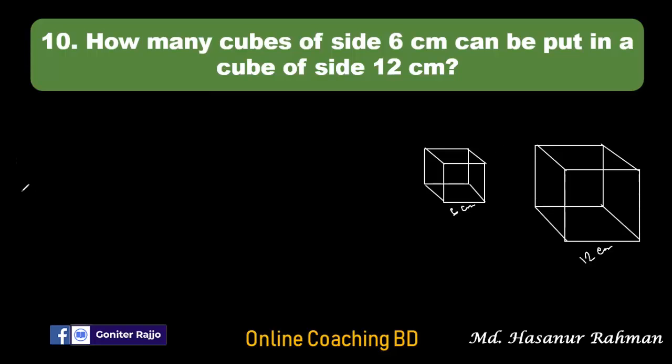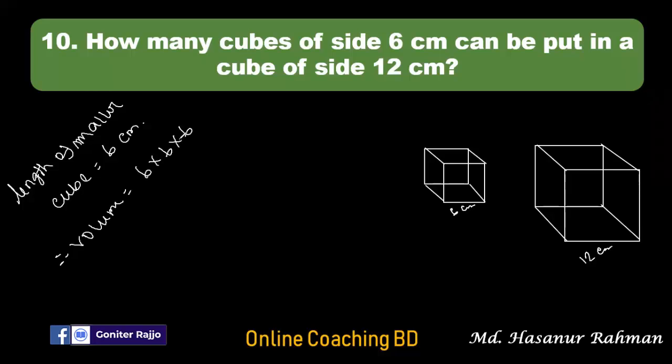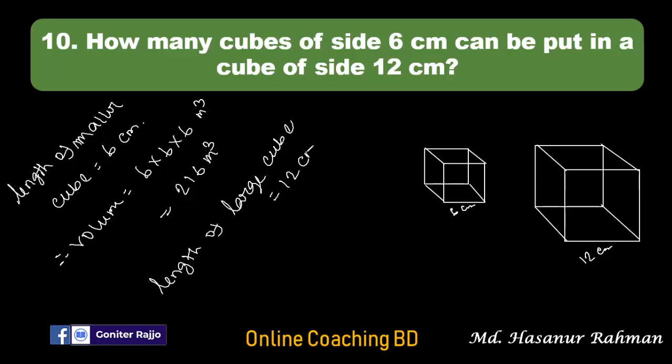So at first, length of smaller cube. I think it will be better if I write smaller one. Smaller cube equal to 6 centimeter. Therefore, volume should be 6 multiplied by 6 multiplied by 6. That is 216 meter cube. And the length of large cube equal to 12 centimeter. So what will be the volume right now? Volume should be 12 multiplied by 12 multiplied by 12 meter cube.